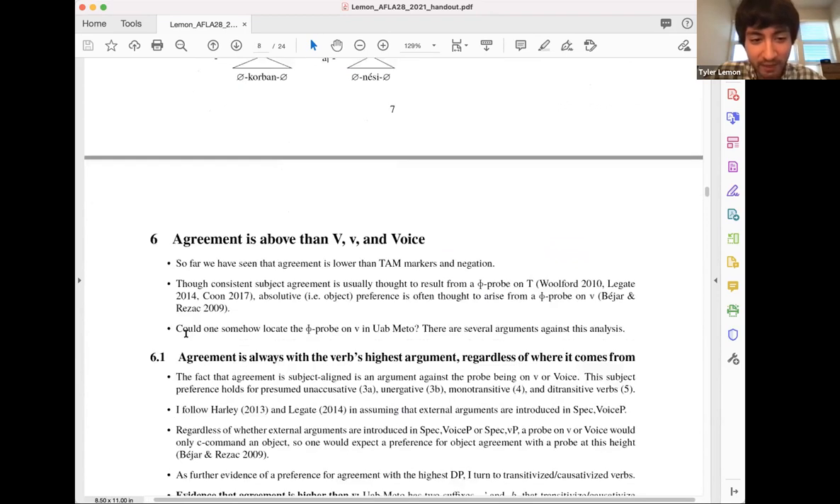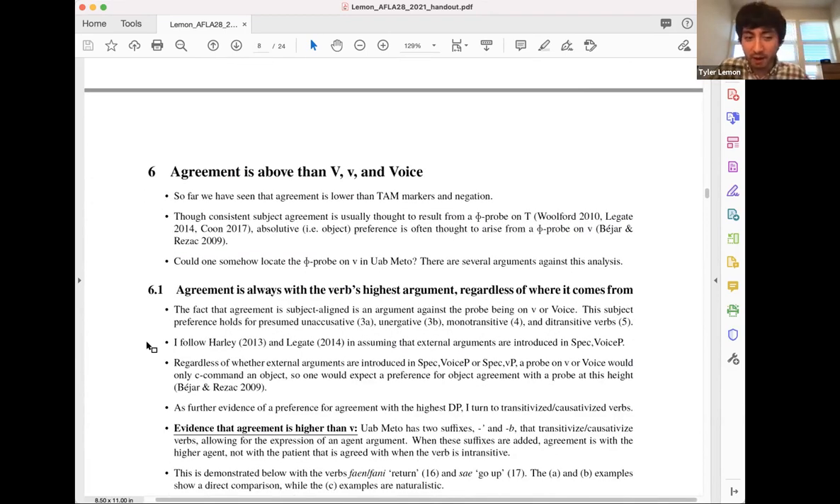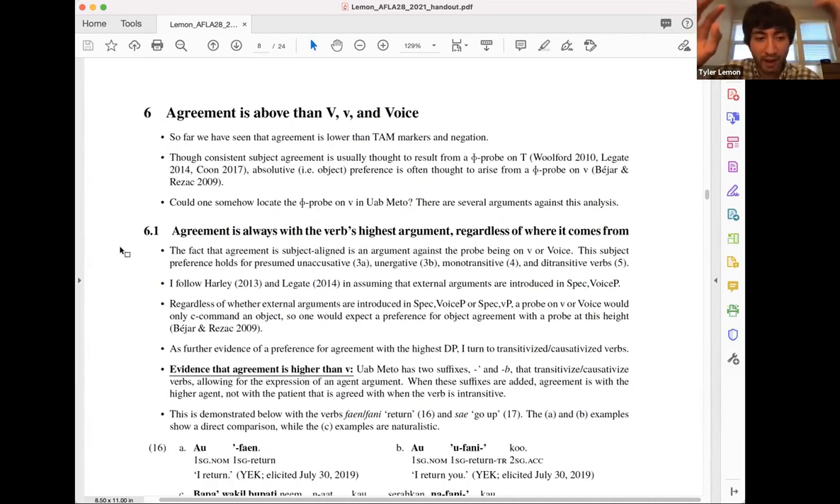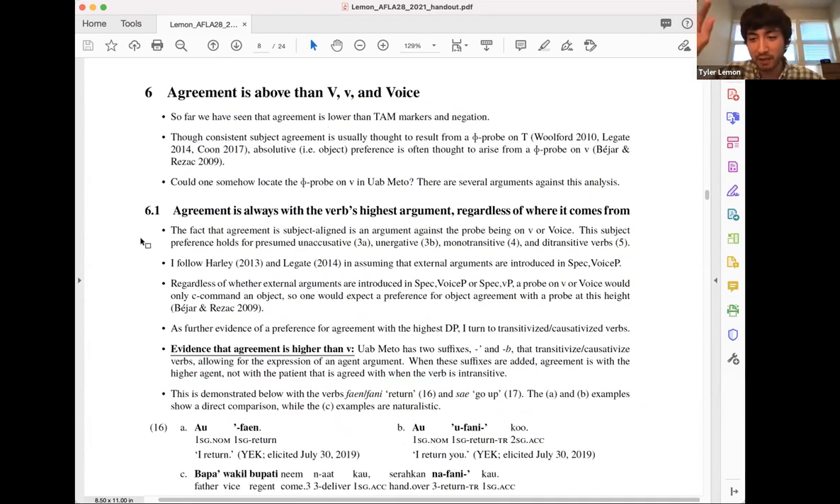Okay, now, for the second half of this talk, I'll show that agreement is above big V, little v, and Voice. So far, we've seen that agreement is lower than TAM markers and negation. As you all know, though, consistent subject agreement is usually thought to result from a phi probe on T, while absolutive preference agreement is often thought to arise from a phi probe on little v. So one potential logical next step would be to ask, could one somehow locate the phi probe on little v in Uab Meto? There are a few arguments against this.